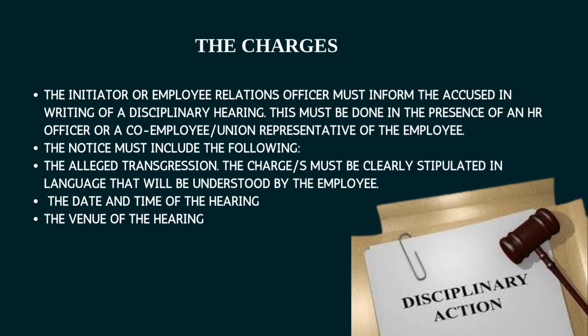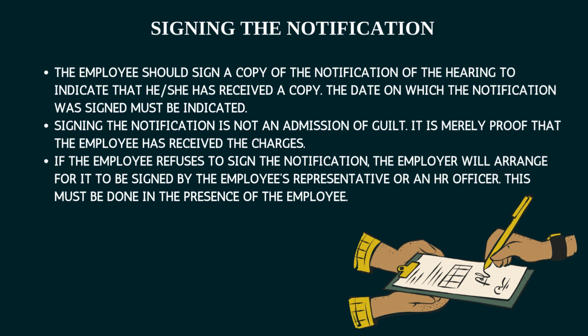The notice must at a minimum contain the following information: the alleged transgressions, the date and time of the hearing, and the venue. The employee should sign a copy of the notice to attend the hearing. Signing the notification is not an admission of guilt. It is merely proof that the employee has received a copy of the charges. If the employee refuses to sign the notification, the employer will arrange for it to be signed by the employee's representative or an HR officer. This should be done in the presence of the employee.